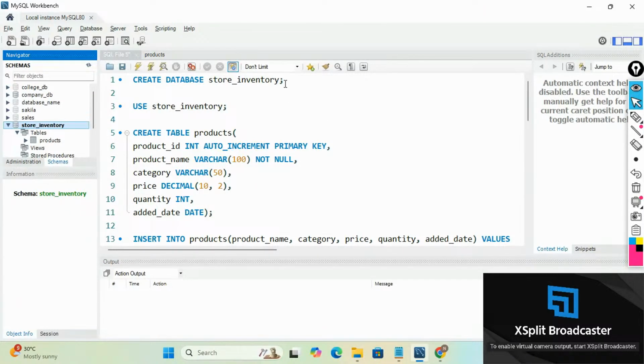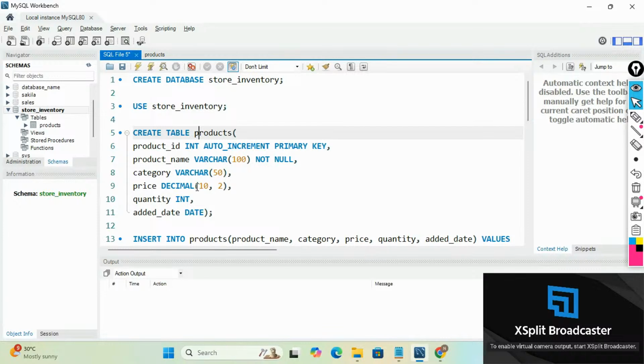Anyways, so we started. We created a database, then we used it. The name of the database is store underscore inventory. Then we created a table called products inside this database. So the table has also been created.